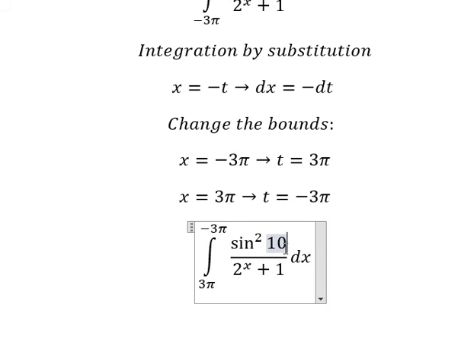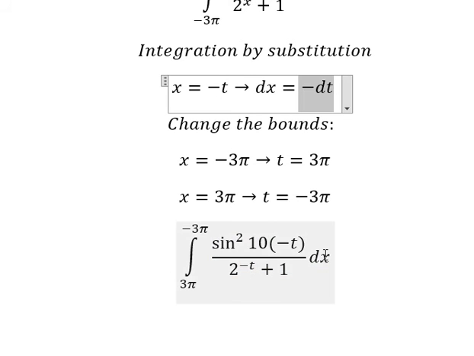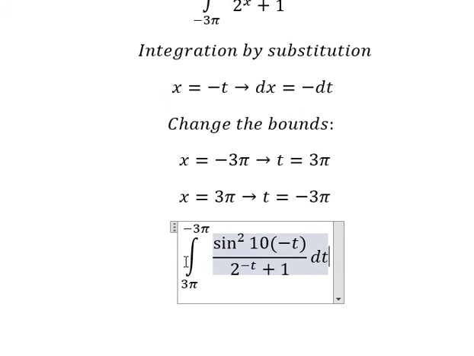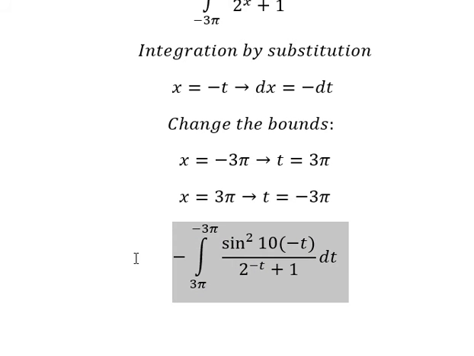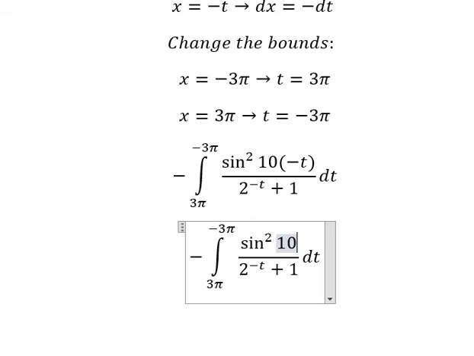This one we change by negative t. This one we change by negative t. The s we change by negative dt. So the negative we put outside, but we have the even power, so this one you get positive.